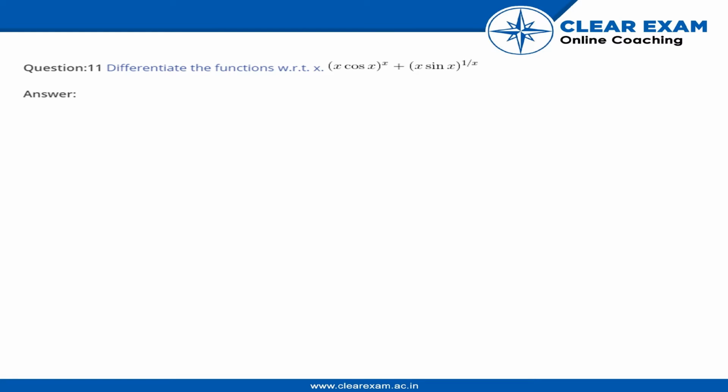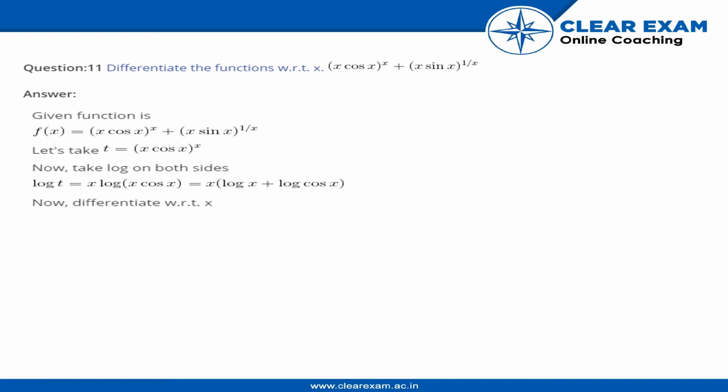Differentiate with respect to x the function (x cos x)^x + (x sin x)^(1/x). Let this be equal to f(x). Hence, take the first term (x cos x)^x equal to t.